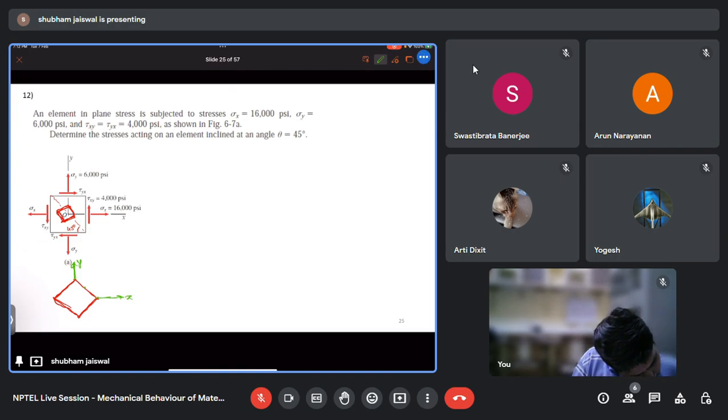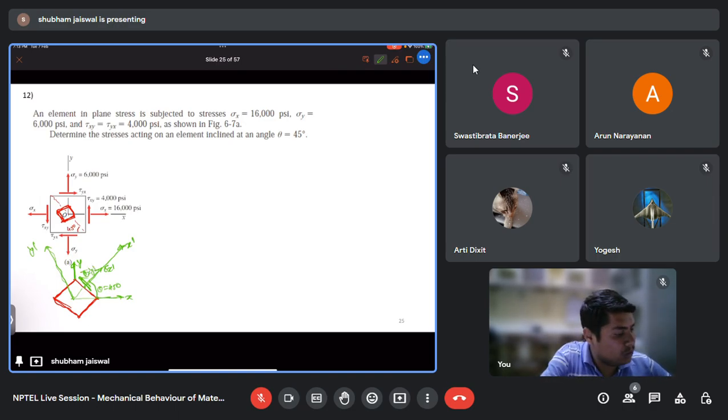So at an angle of theta equal to 45 degree, some stresses will be acting: sigma x prime, and this will be our axis x prime. Here we will have axis y prime, and the shear stress is tau x prime y prime. So how will we solve this question? We'll use the stress transformation.